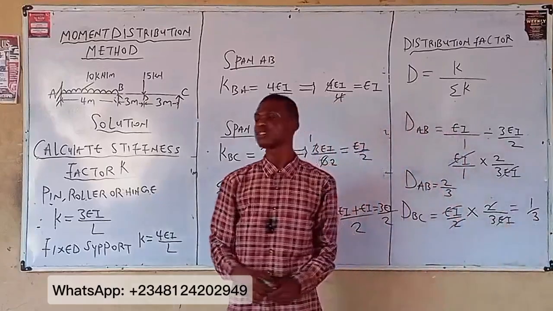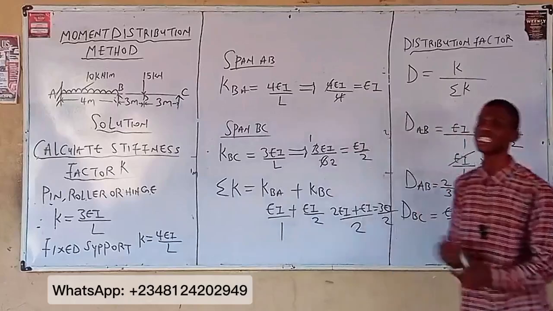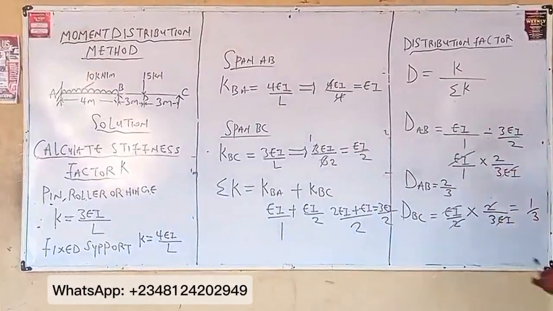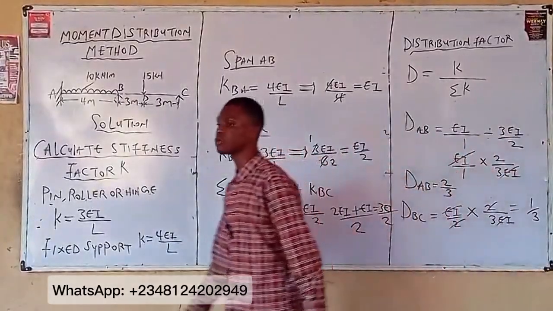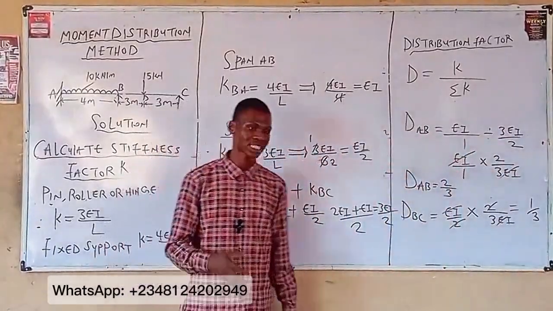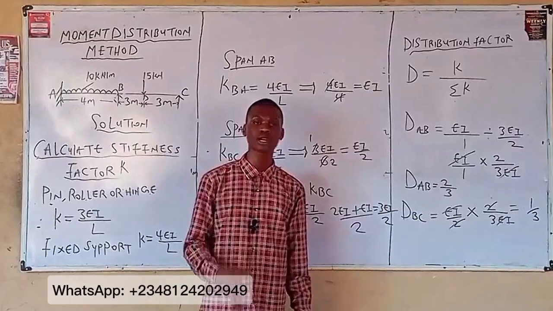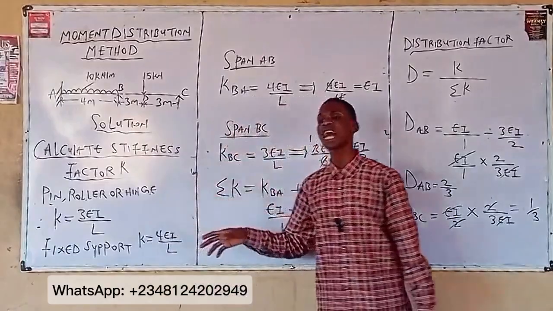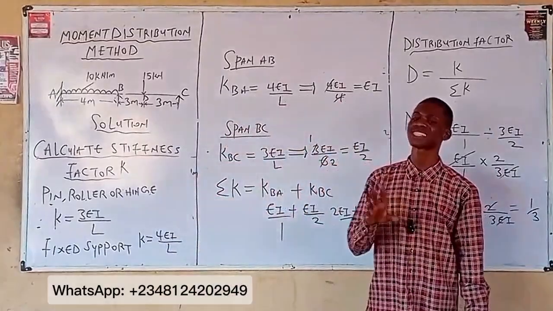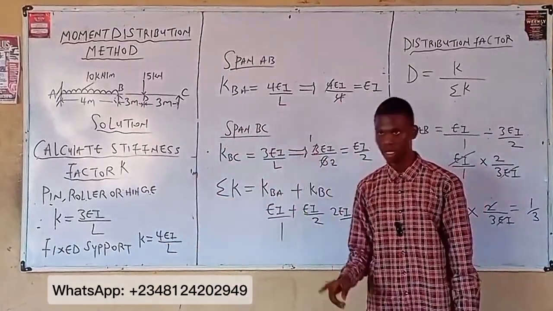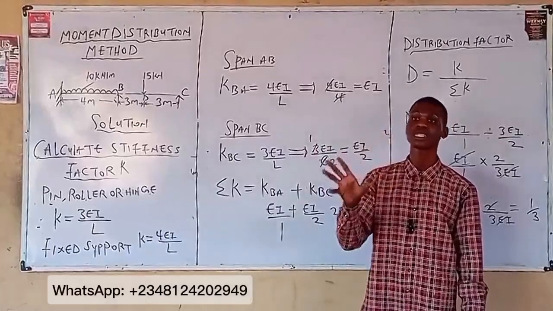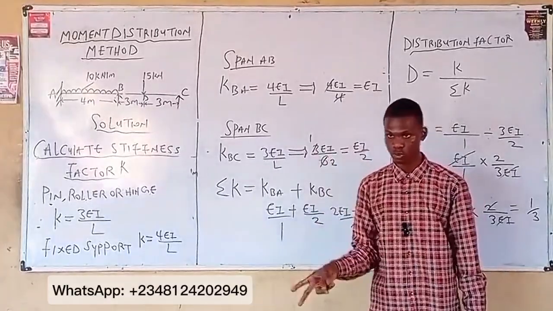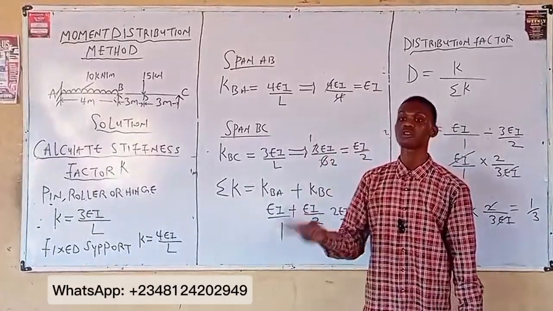Now what this means is that you've calculated the stiffness factor at each span and the distribution factor at each span. Then I must say, given any type of statically indeterminate beam, you know how to identify a statically indeterminate beam. There are just two: fixed beam and continuous beam.